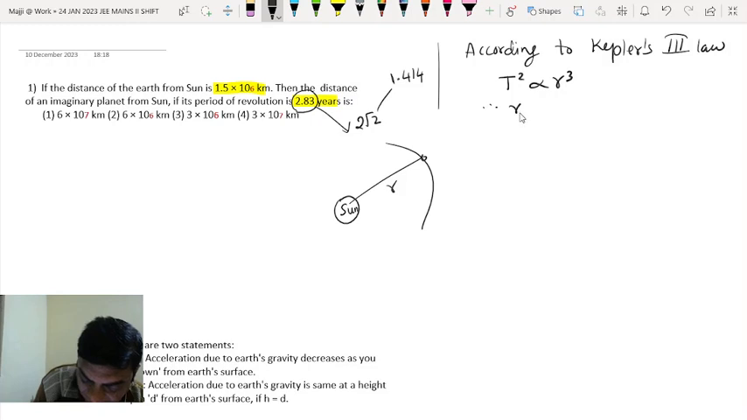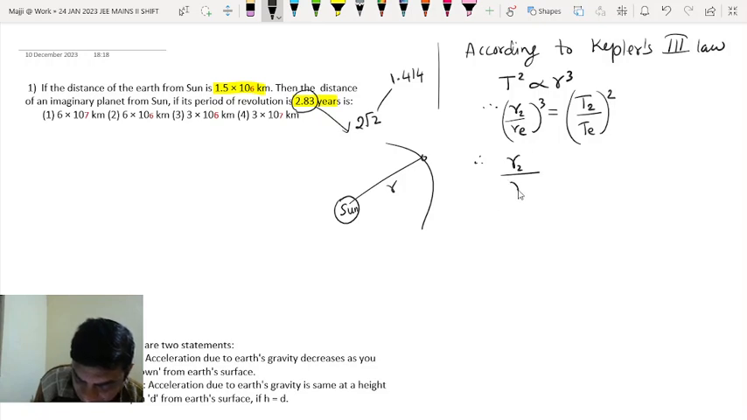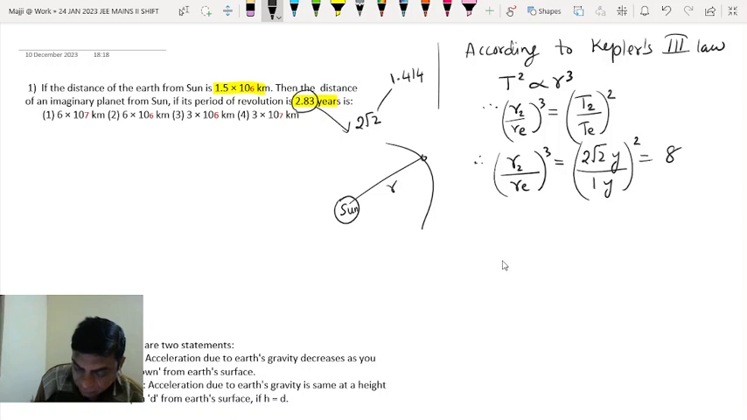So I can write R2 by R1, where R1 corresponds to Earth, will be equal to T2 by T of Earth, to the power 2 by 3. Okay. So R2 upon RE. I'll substitute RE later, don't worry. So for this it is 2 root 2 years, whereas for Earth it is 1 year. Now if you extract the cube root, you get this.